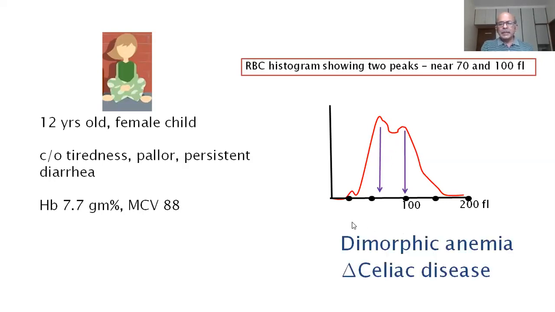The next thing that we did was to do a TTG, and a diagnosis of celiac disease was made. A wonderful example to show the importance of the histogram.